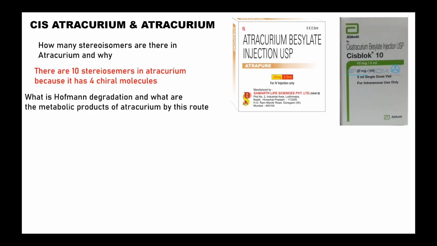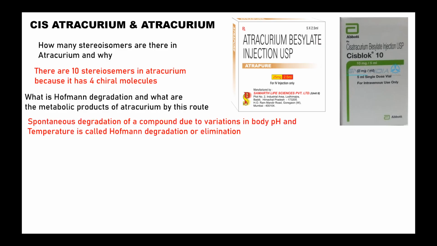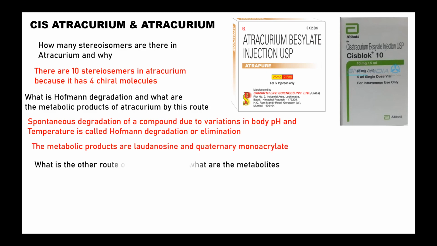What is Hofmann degradation and what are the metabolic products of atracurium by this route? Spontaneous non-enzymatic degradation, dependent on physiological pH and temperature. What is the metabolic product? Laudanosine and acrylate. Spontaneous degradation due to variations in body pH and temperature is called Hofmann degradation. And laudanosine and quaternary monoacrylate. These are the two byproducts.